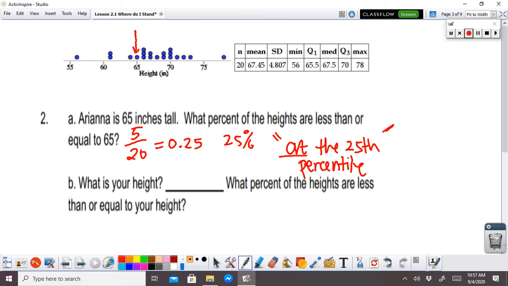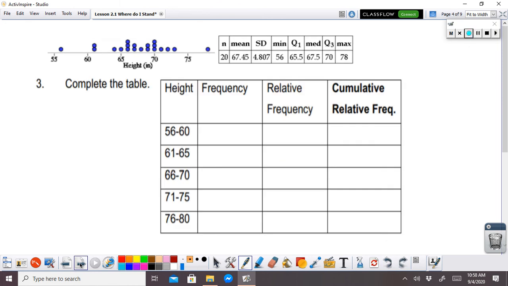At the 25th percentile. And the word at is very, very specific. You cannot say Ariana is on the, or Ariana is the 25th. It has to be Ariana is at the 25th percentile. What is your height? Whatever your height is, put that in the blank, and then you're going to calculate your own percentile. So, for example, if you are 75 inches tall, right there, you're just going to calculate your height out of everyone. And here you go.